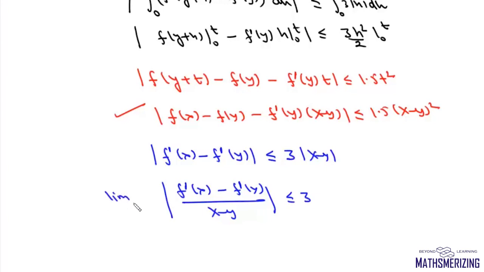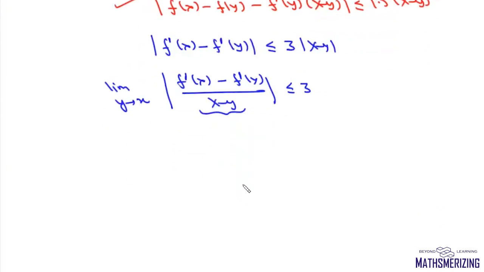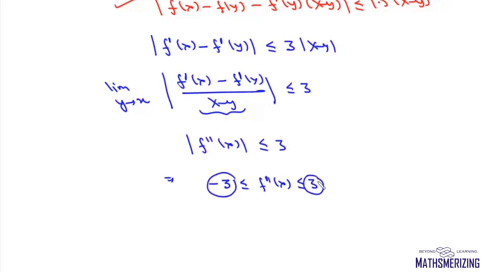Now we'll take this limit, y tends to x. When we take limit y tends to x, then on the left hand side this expression is nothing but f double dash x. So we can write this as mod of f double dash x will be less than or equal to 3. Now when mod x is less than a, x lies between minus a and plus a. So we can write f double dash x, it will lie between minus 3 and plus 3. So its smallest value is minus 3 and its largest value is plus 3.